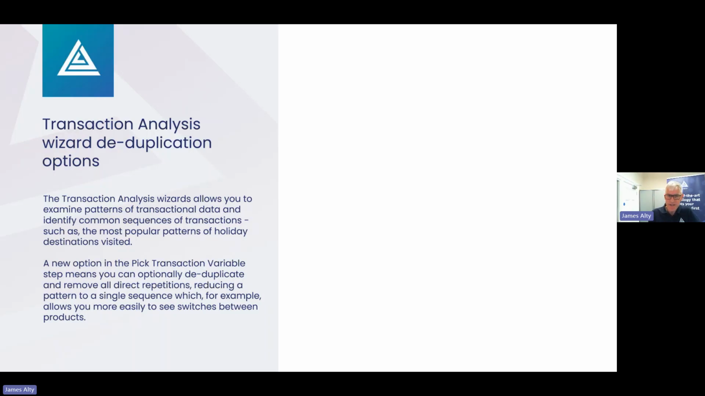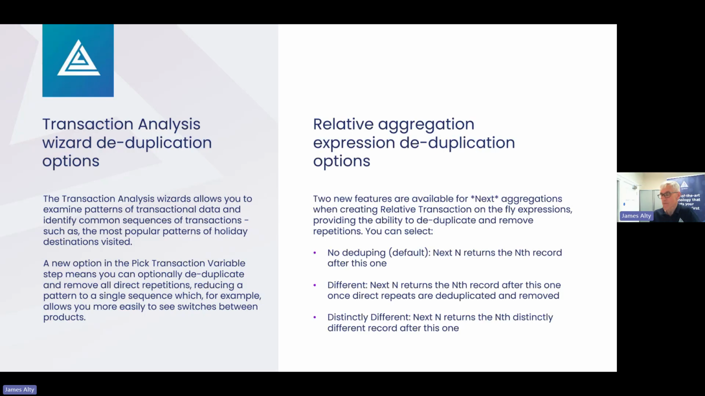Transaction analysis now has some new options where you can remove duplicates, for example, where you want to look at just the net unique identifiable behaviors. So if someone buys apples, pears, you might only be interested in the fact they went from apples to pears. That might be it.